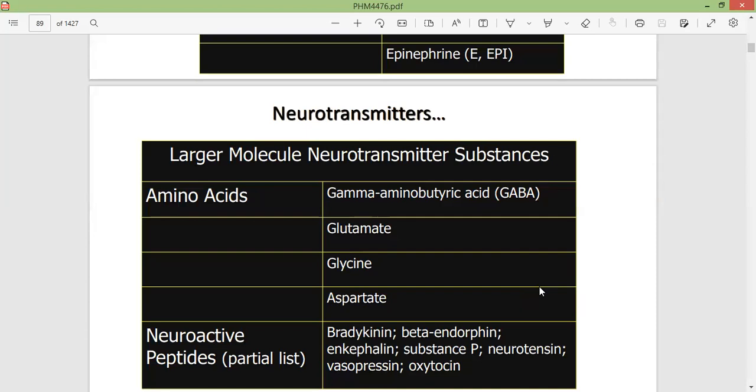I think GABA and glutamate are inhibitory. Now glutamate is excitatory. Glycine is inhibitory. Okay, so GABA and glycine are inhibitory, and glutamate and aspartate are excitatory.